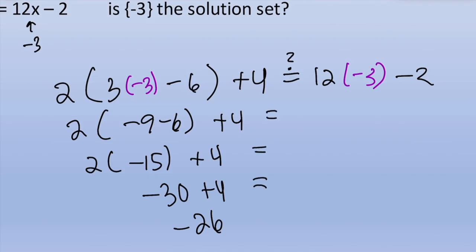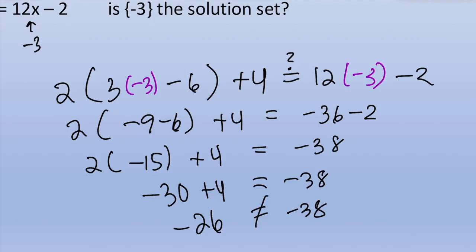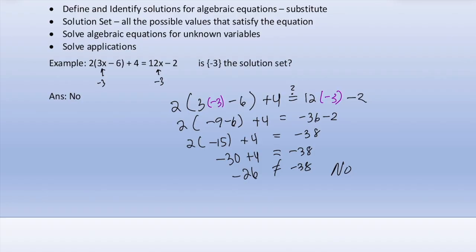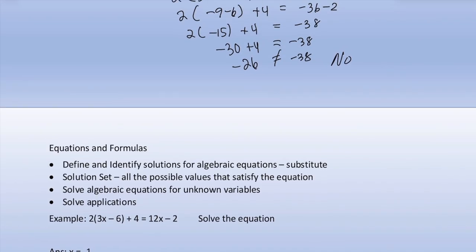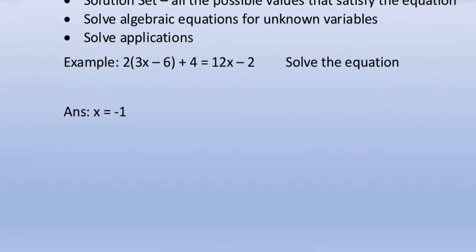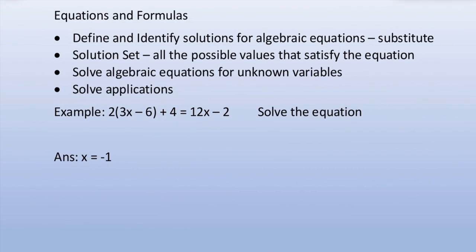So our thought process should be, do I get an answer on the other side of negative 26? Well, I get negative 36 minus 2, which is negative 38. So I can go, oh, no, I do not get a correct solution. I do not get an equation that makes any sense. Negative 26 does not equal negative 38. Now, another alternative is to take that equation and just solve it. If you get an answer of negative 3, then you're good. So if you like to solve equations more than you like to substitute into equations, you can do that.